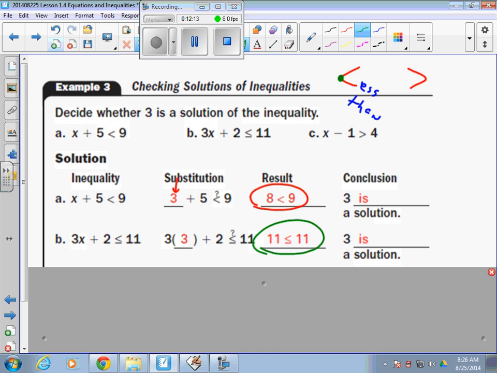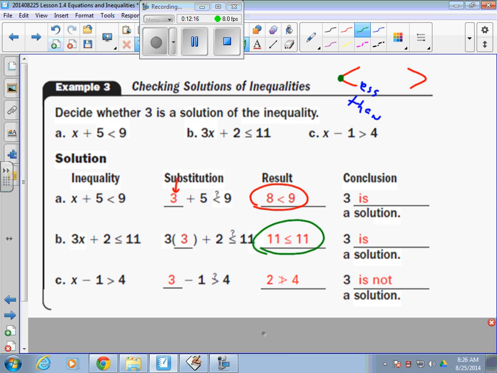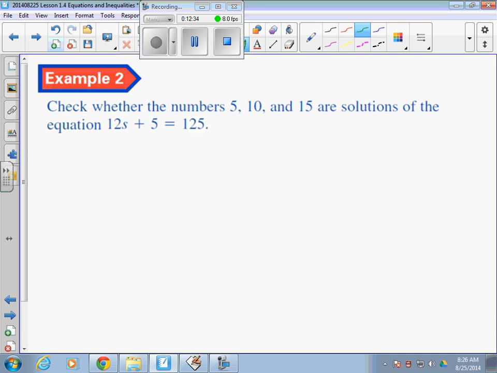And in C, x minus 1 is greater than 4. When you plug in 3, you're going to get 3 minus 1, which is 2. Is 2 greater than 4? That is not a true statement. Unlike A and B, C was not a true statement. Therefore, it's not a solution. Okay? Copy down this problem. Take about 1 minute, because there are 3 different problems. We'll come back in a minute.